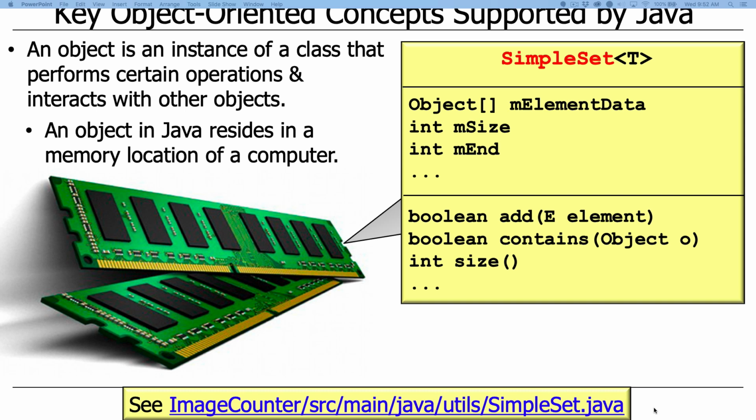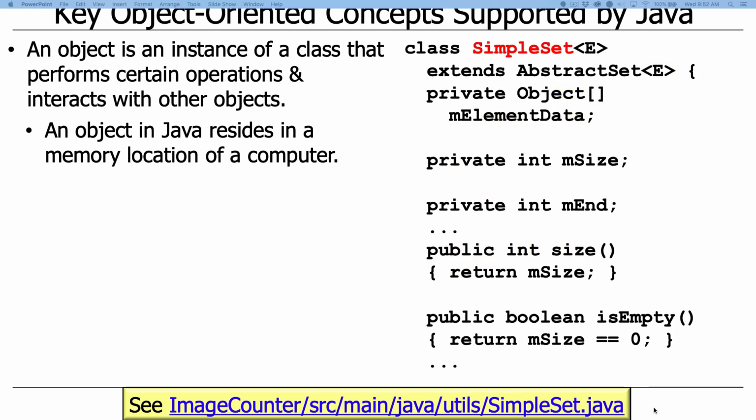And here's a simple example that we'll talk about throughout this discussion of a simple set, which has some fields, as we'll see, and a bunch of methods. Here's our simple set class, which extends some superclass called abstract set. And you can see here it's got a bunch of methods and a bunch of fields.